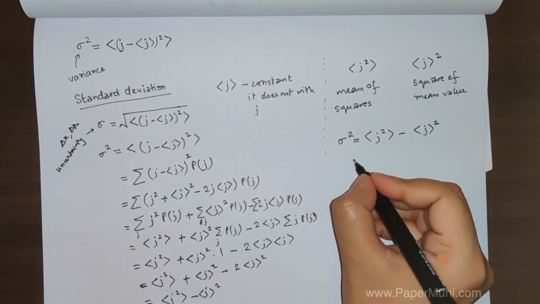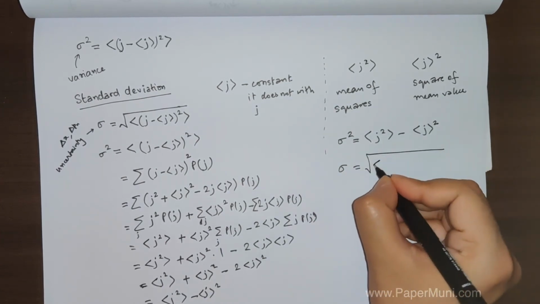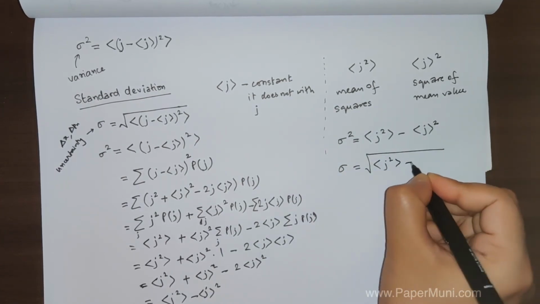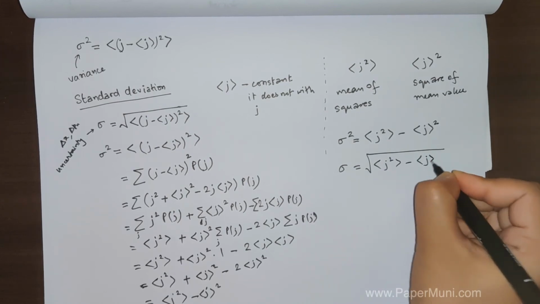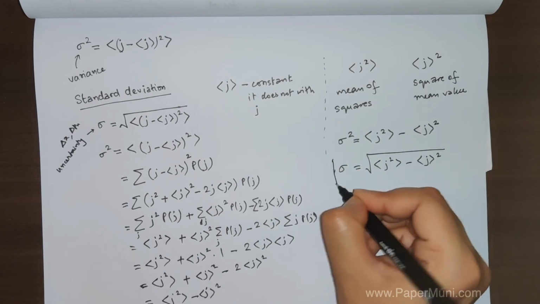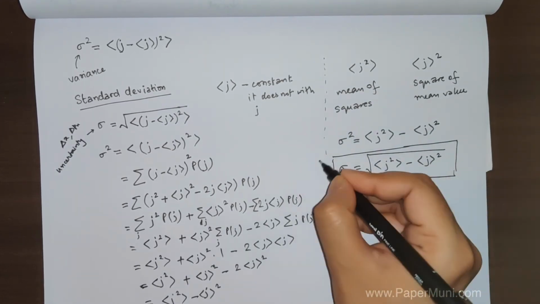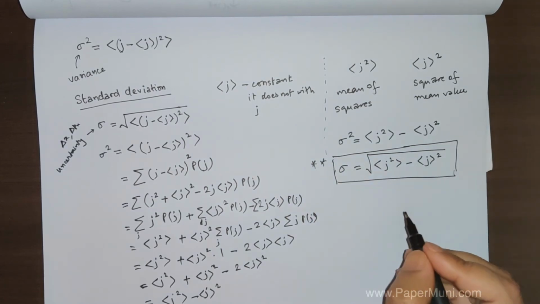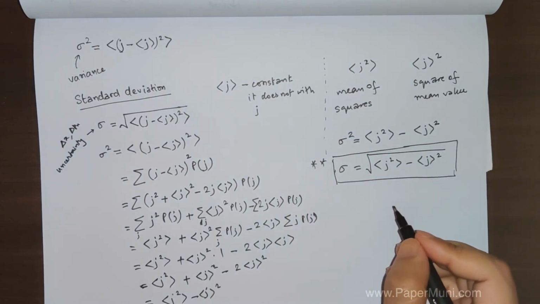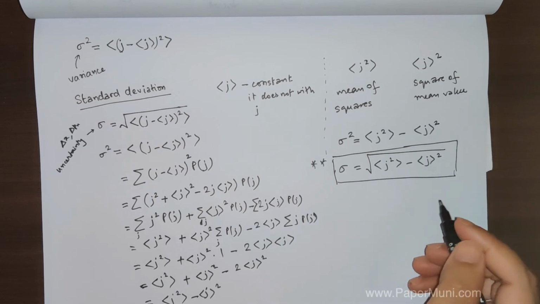Now what do we get for the standard deviation? It is the square root of mean j square minus j mean whole square. This is the definition which we use to see how much is the spread in the data. You should remember this thing.